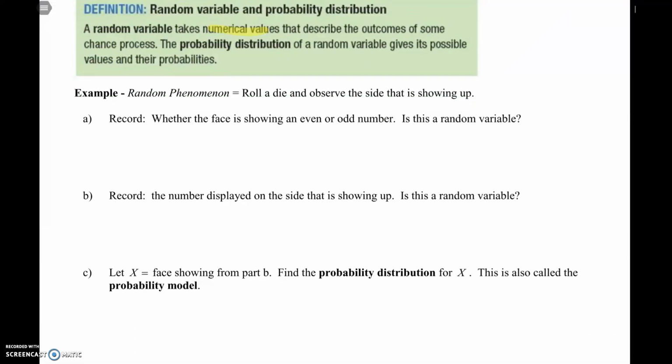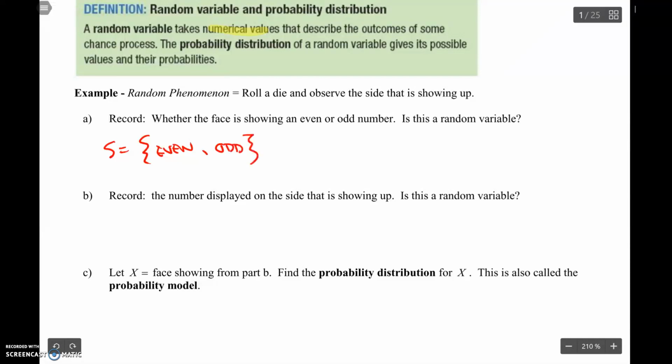Random phenomenon: roll a die and observe the side that is showing up. If we record the face that is showing, whether the face is showing an even or an odd, is this a random variable? Well, the sample space would be even or odd, because that's what we're recording. These are not numerical variables, so no, that's not a random variable. If we record the number displayed, the number that's showing up, is that a random variable? Well, yes, it would be. Outcomes would be 1, 2, 3, 4, 5, or 6. This is a random variable because it's numerical.